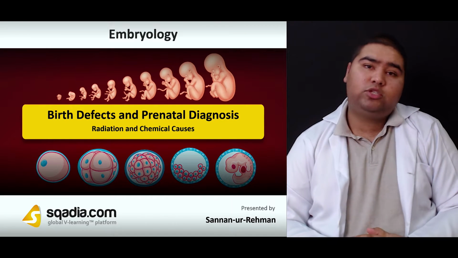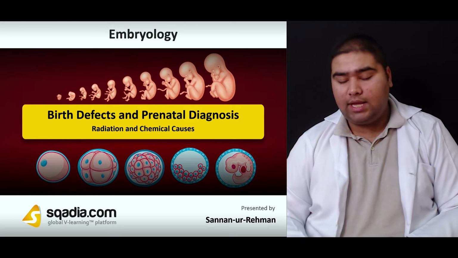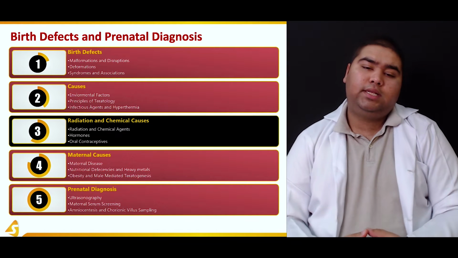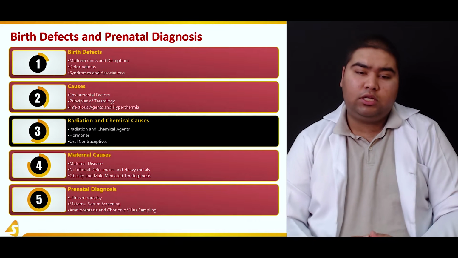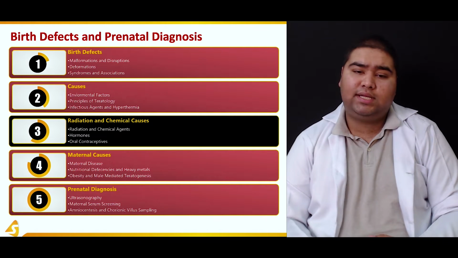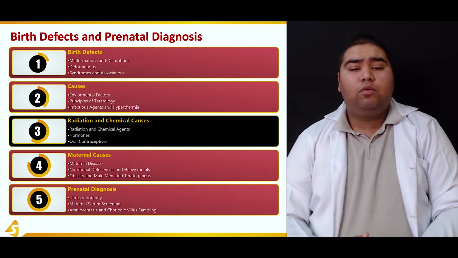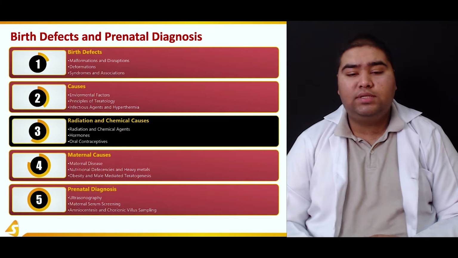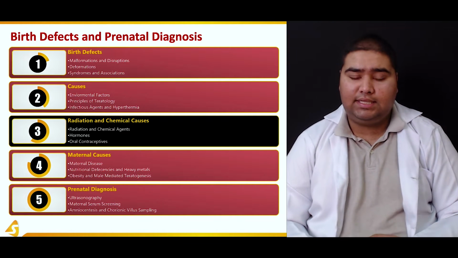In this section, we'll be talking about radiation and chemical causes. So, before going into the subsection, let's take a look at the outline. We'll talk about radiation and how it causes birth defects. We'll talk about the chemical agents. Then we'll be taking hormones and oral contraceptives in a little detail.